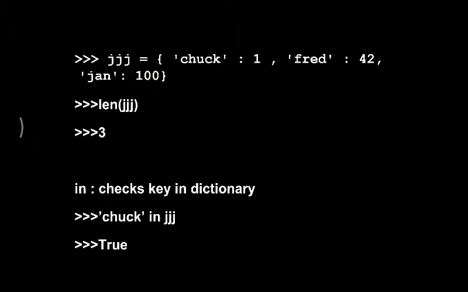So jjj equal to chuck with the value 1, fred with the value 42, jan with the value 100. Key value pairs in a dictionary are separated with a colon. Length of the dictionary will give you 3, so one key value pair is considered as one element. In checks if a key is in the dictionary: chuck in jjj, which returns true.